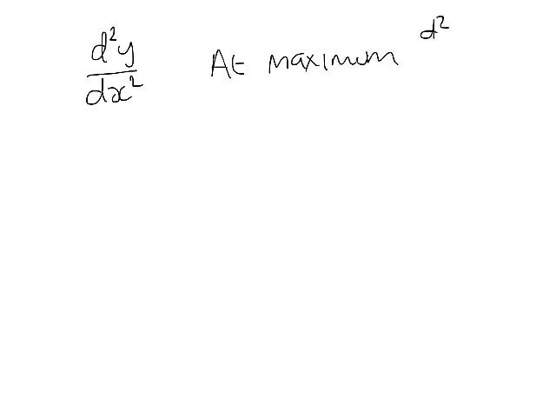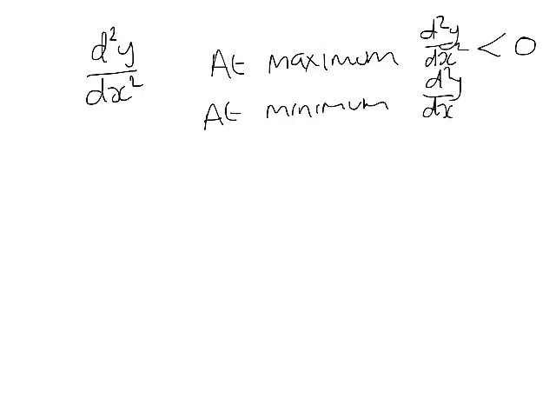We can classify our stationary points by looking at the second derivative. So our second derivative is what we call d2y/dx squared. At a maximum stationary point, d2y/dx squared is less than 0. And at a minimum, our second derivative is greater than 0.